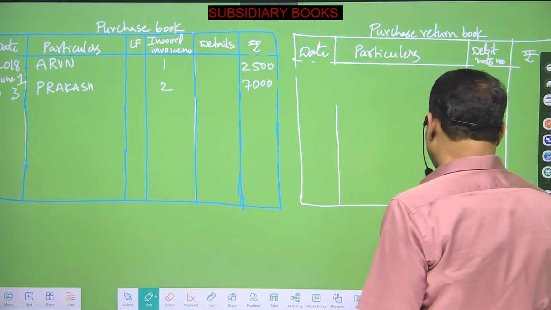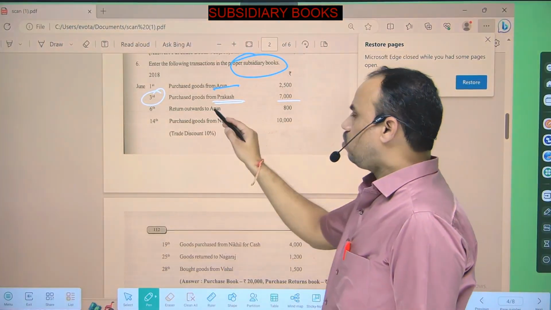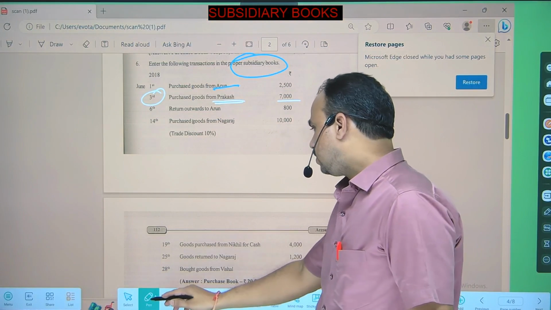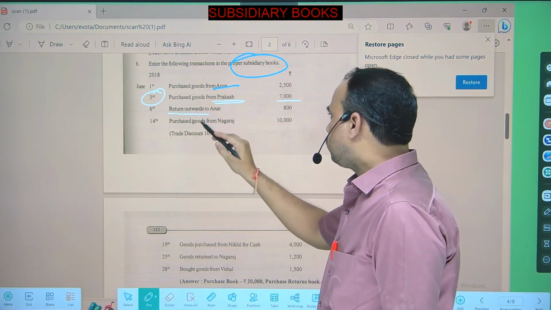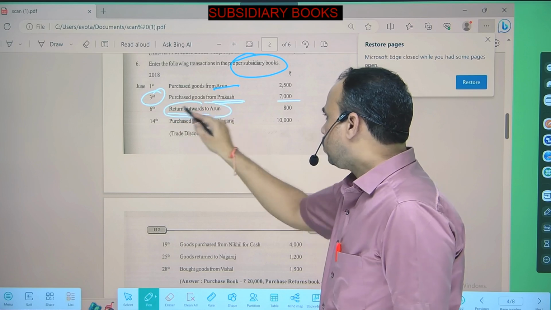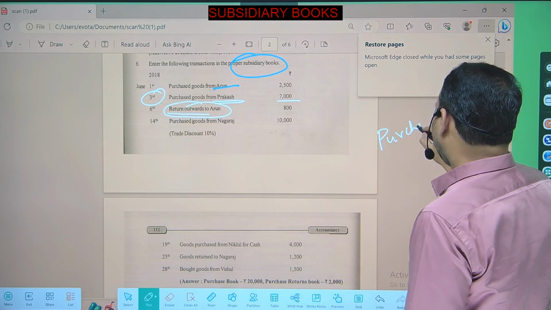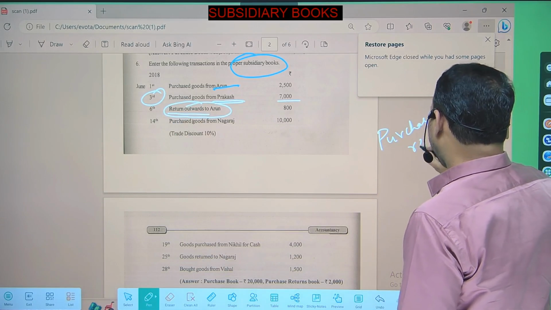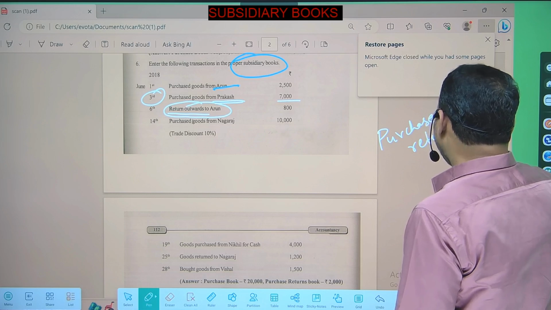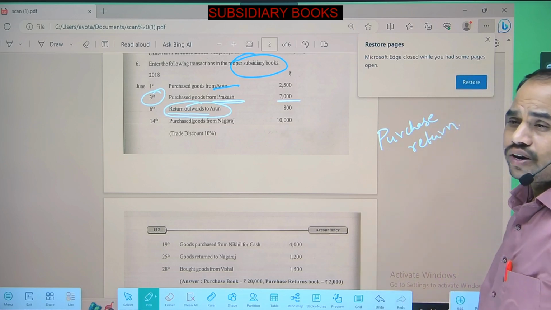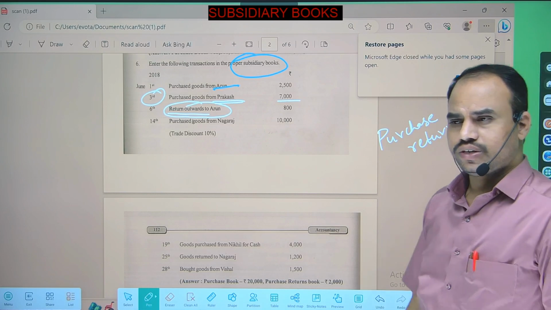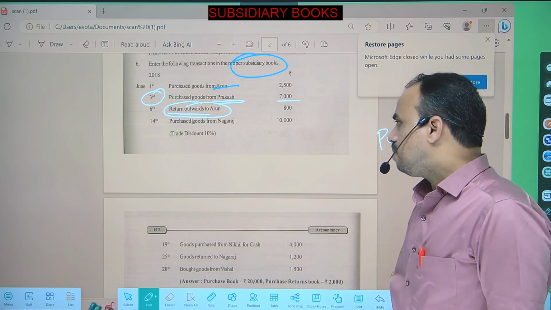Right, see the next transaction. Return outwards to Arun given. Return outwards means nothing but purchase return. Otherwise, return outwards is another name for the purchase return.